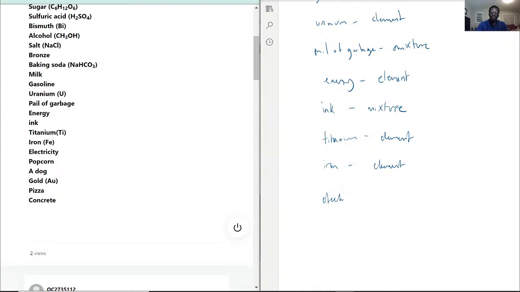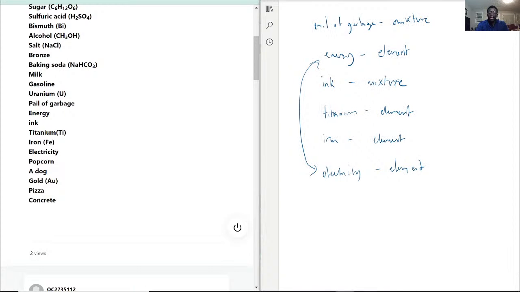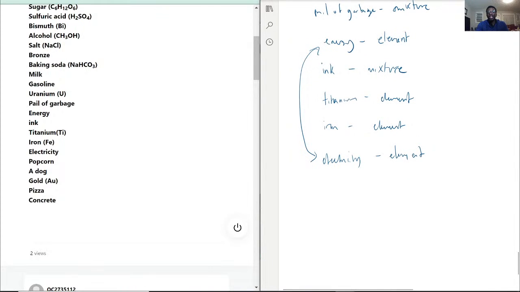Electricity, I'm going to say elements as well, kind of following the same as energy. Okay, these two. When you're transferring electrons and stuff, you're still working with particles. That is what electricity is, the transfer of electrons typically. That's why you have voltaic cells and all that stuff.